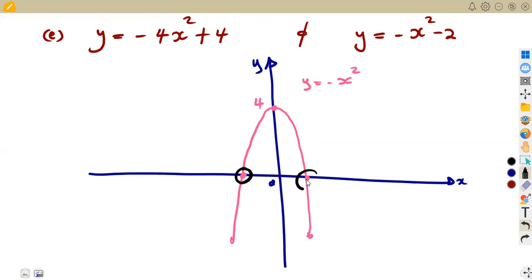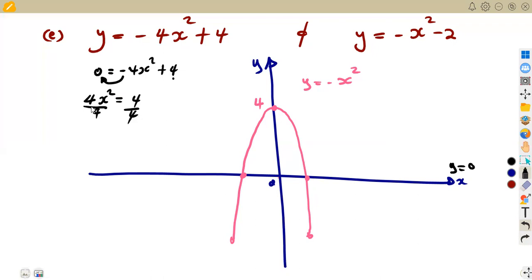So the x values, like I said, are at the condition where y is equal to 0 on the x-axis. So if y is equal to 0, you can solve the equation: 0 is equal to minus 4x squared plus 4. I can just transpose this so that it is positive: 4x squared is equal to 4. To determine x squared, I can just divide by 4 both sides, so x squared is equal to 4 over 4, that's 1.